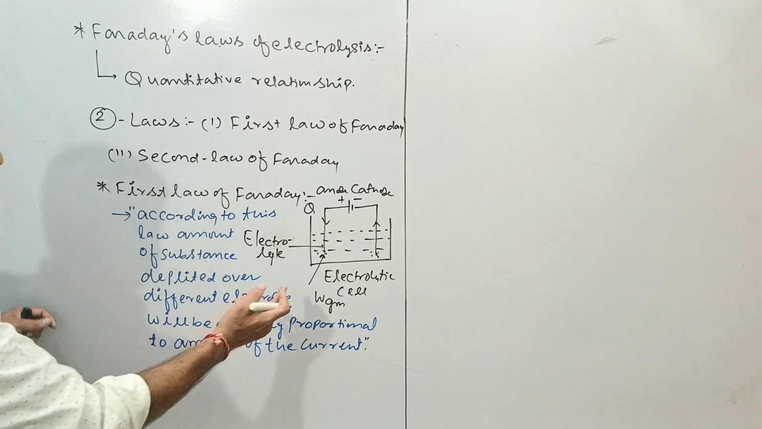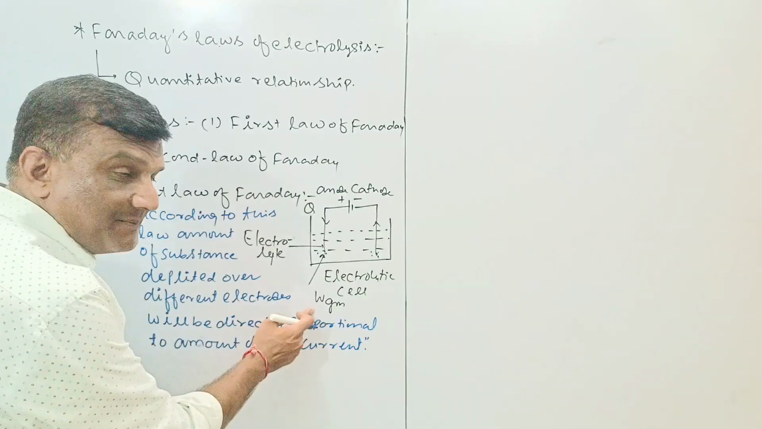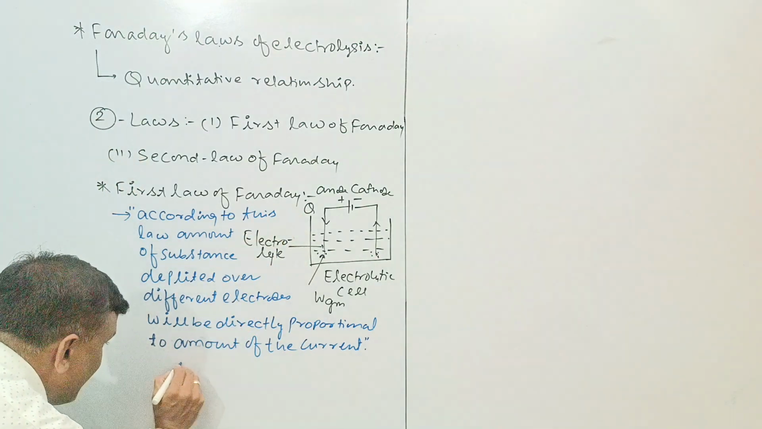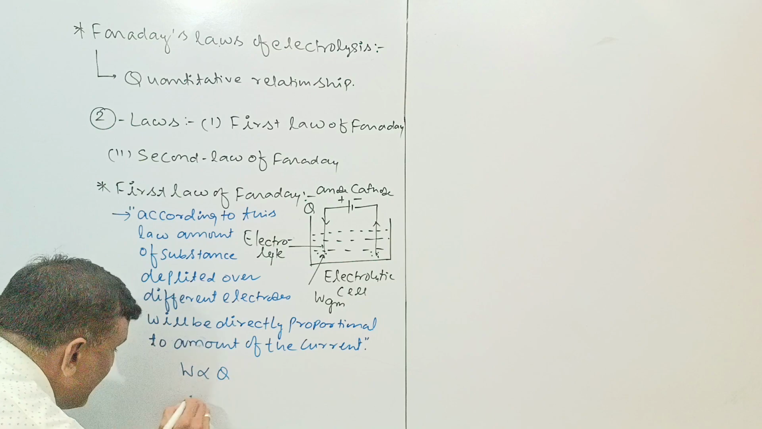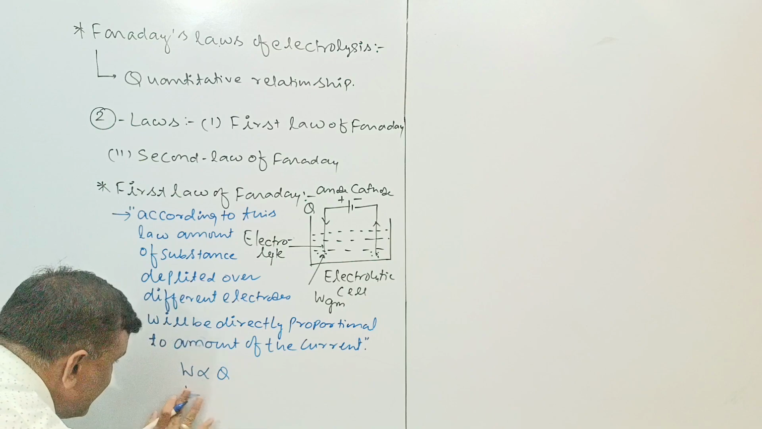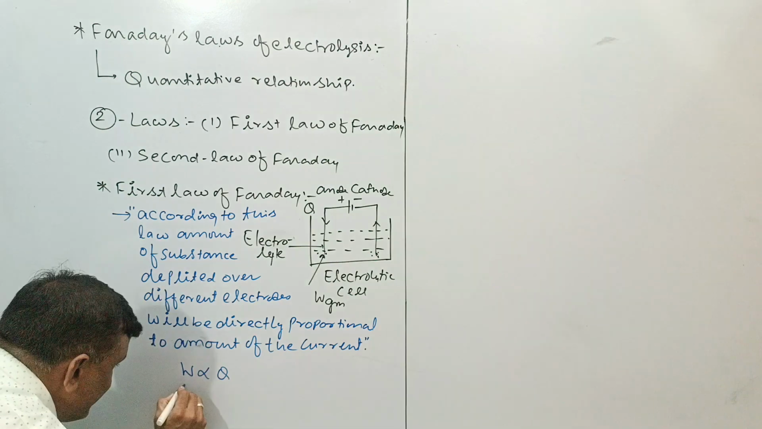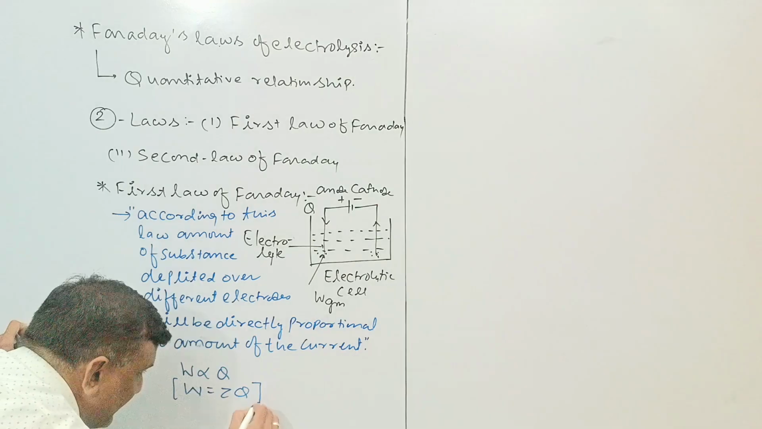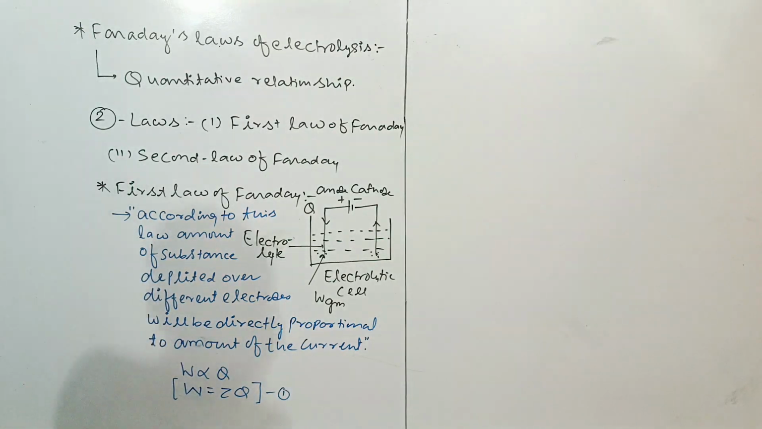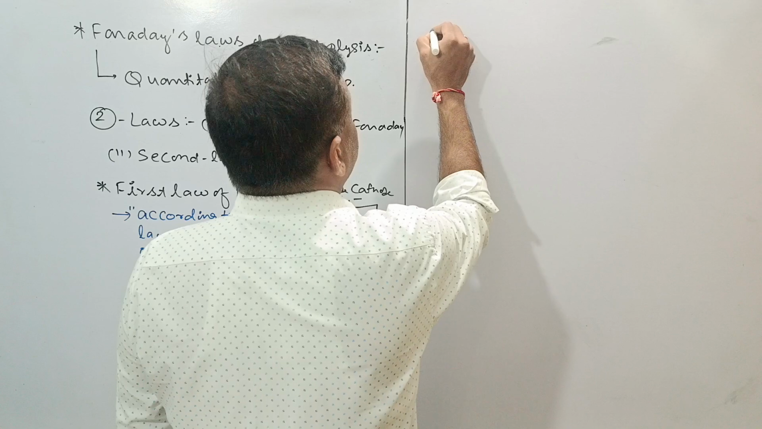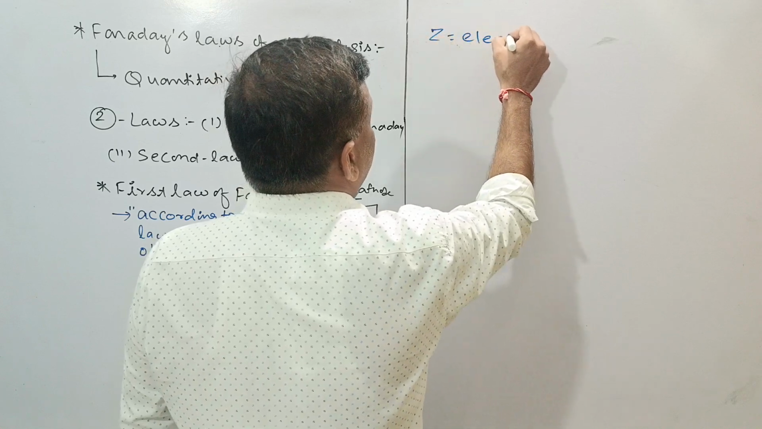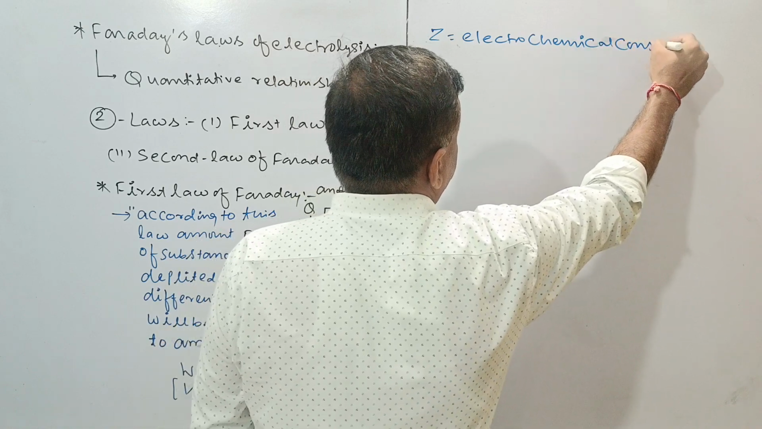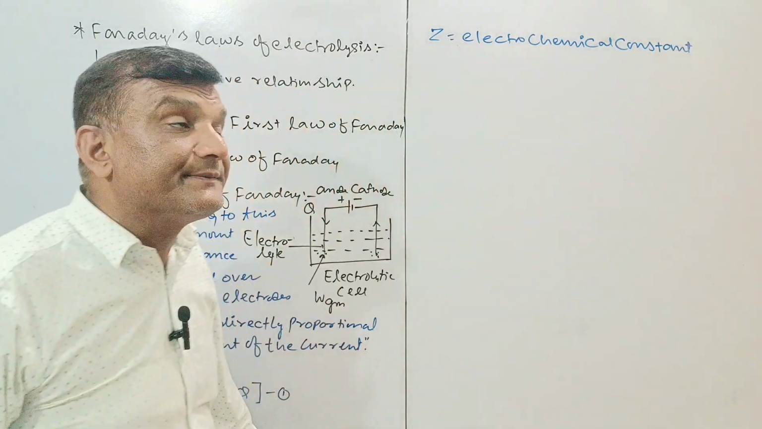What is that? As we have discussed, the depleted amount of substance is W and the value of current is Q coulomb. So we can say that W is proportional to Q, and for the removal of proportionality constant, we can use W is equals to ZQ. This is the first law of Faraday. Here Z is your electrochemical constant.